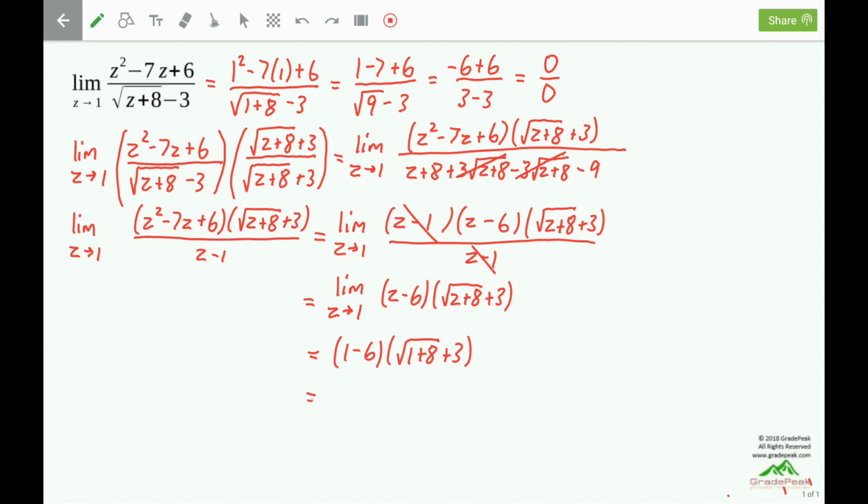And that will give us 1 minus 6, which is a negative 5, times the square root of 1 plus 8, which is the square root of 9, and then plus 3. So we will have negative 5, square root of 9 is 3, plus 3. So we'll have a negative 5 times a 6, and negative 5 times 6 is a negative 30.